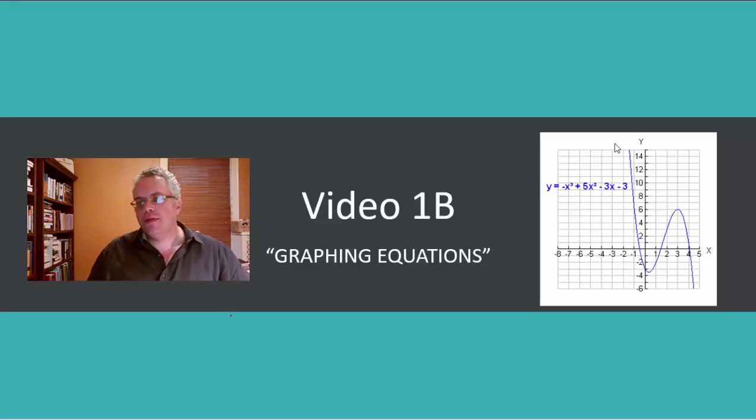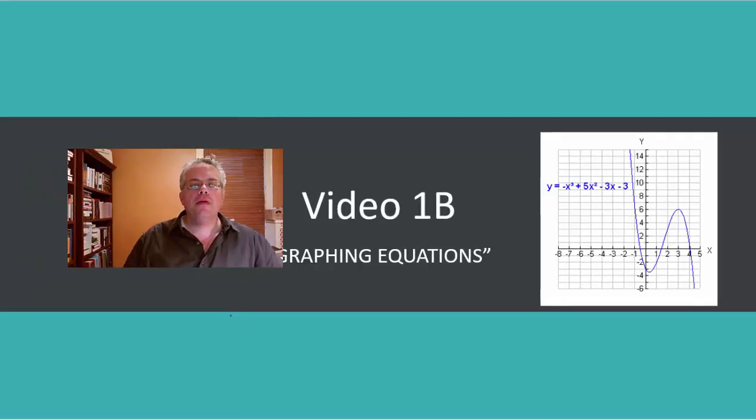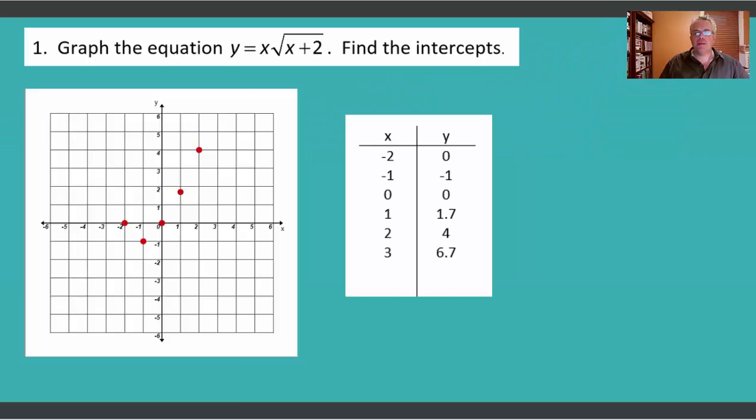I'm Mr. Miller, and today we're going to talk about graphing equations. Specifically, I want to show you how to use your TI-89 to help you get a graph of an equation. Alright, so we're going to look basically at one example here. We want to get a graph of the equation y equals x times the square root of x plus 2, and then we want to find the intercepts.